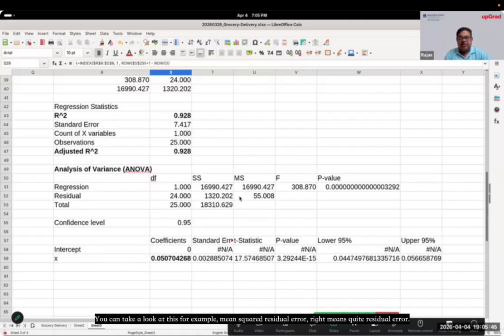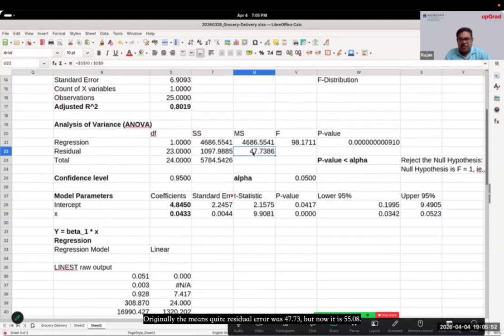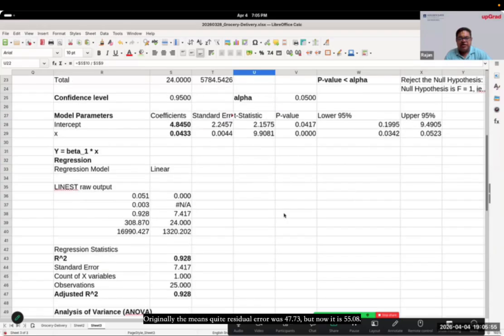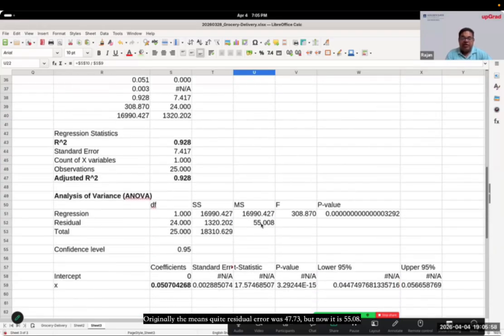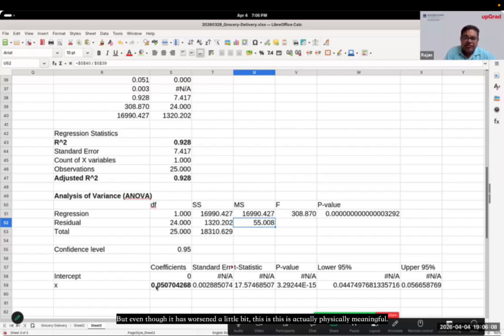You can take a look at this. For example, which T is farthest away from 0? Look at the mean squared residual error. Originally, with US energy and US auto fuel rate, the mean squared residual error was 47.73, but now it is 55. It is slightly worse at the residual error. But out of these four two-variable models, even though it has worsened a little bit, this is still the best, and everything is physically meaningful.